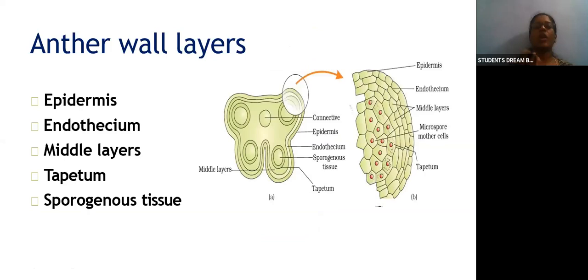Outermost, and inside then we have the middle layers. Then finally we have the sporogenous tissue, where the microspore mother cells are present. So the epidermis, then the sporogenous tissue.